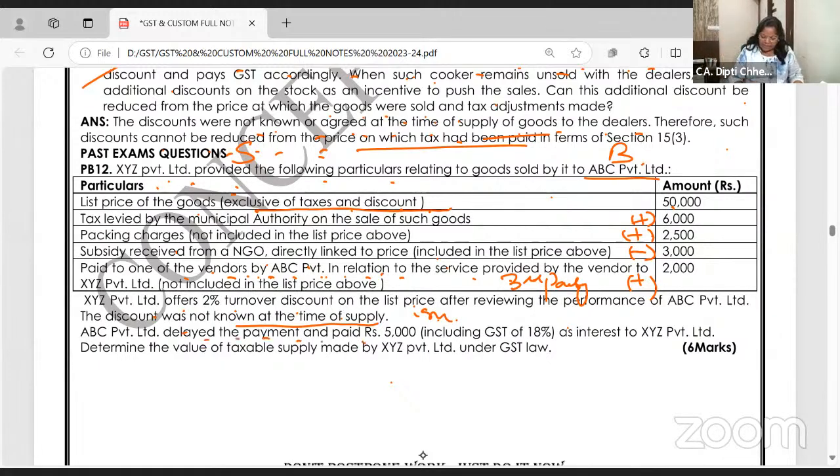ABC Limited delayed the payment and paid 5,000 including GST as interest. See, googly here, dear students. Alert: this is a 7 marks question, I will do it in the notebook. These are all excluding GST. Ma'am, interest, late fees and all we should add. But this is including GST. And nowadays the interest figure is always inclusive of GST. Determine the value of taxable supply. Understood or not? Ma'am, interest should be added. Yes, but these are all the values excluding GST, and this is including. So can we get the interest also excluding GST? So this last problem we are doing in the notebook.